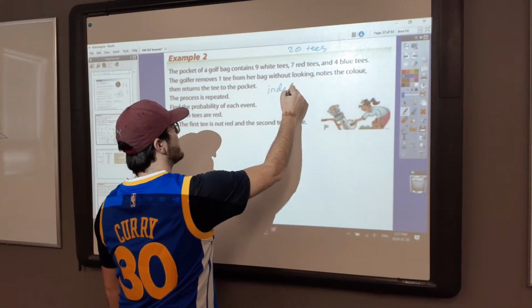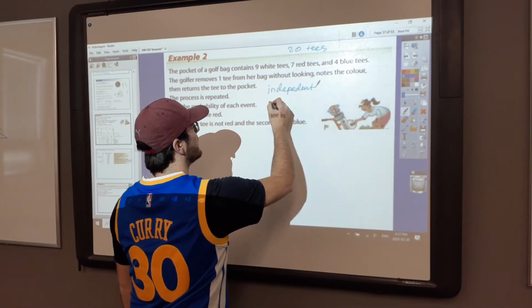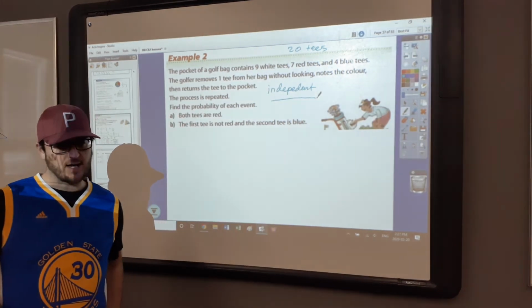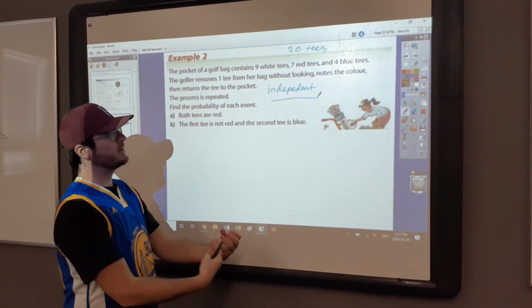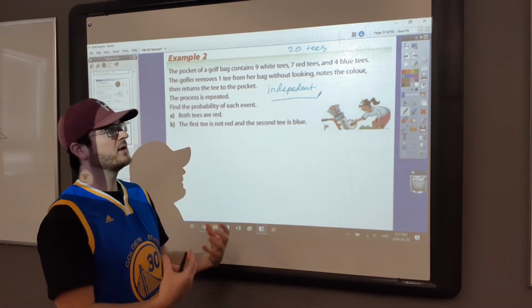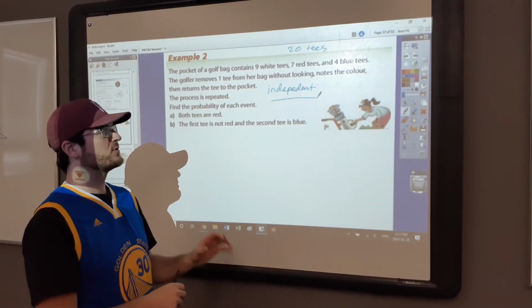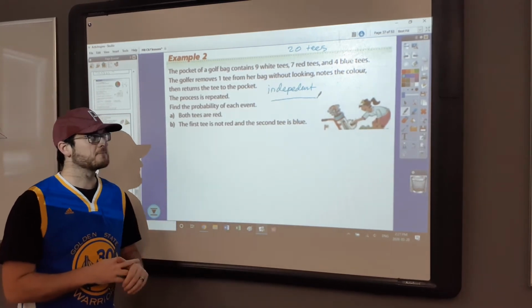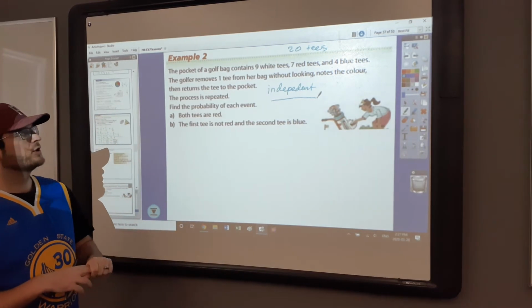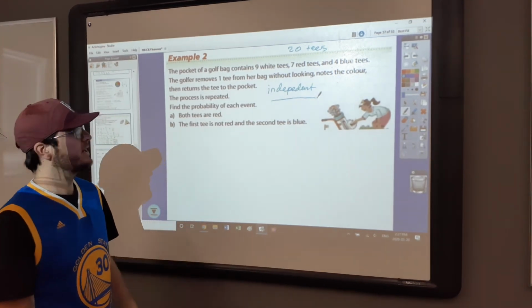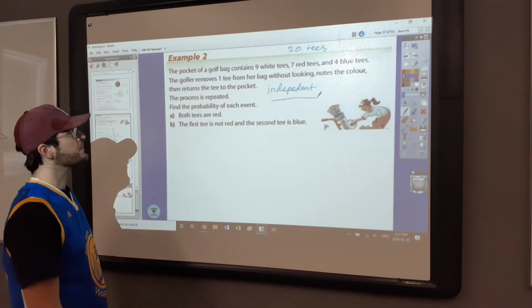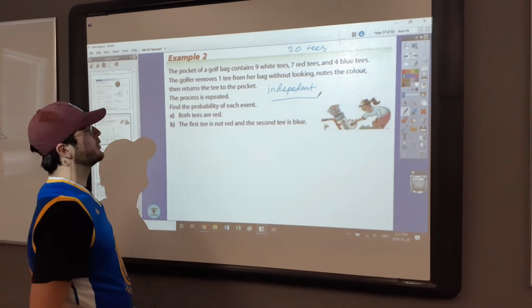So these two events are independent, because what he does in the first one doesn't affect the second, because he puts it back. If he would actually put it in his pocket, these events would slightly change, and we don't really deal with that in grade 8 yet. We'd actually call them dependent events, but we're not going to worry about that right now. So what's the probability of both tees being red?